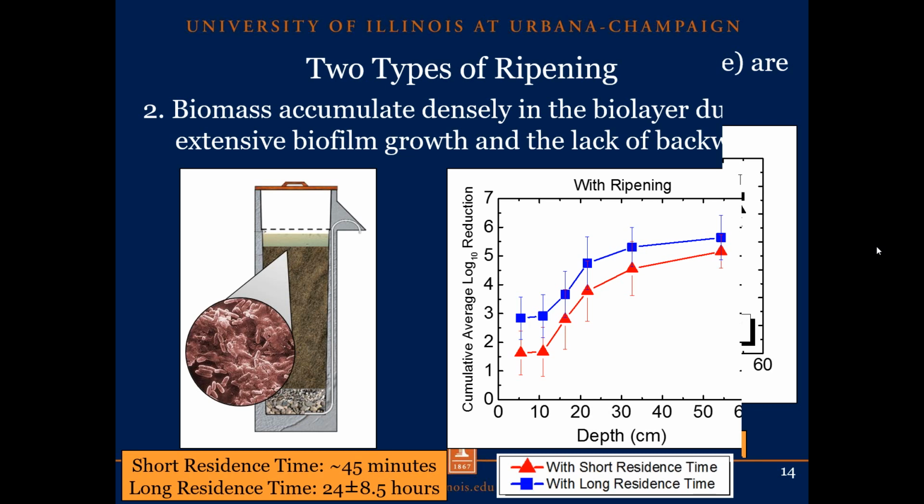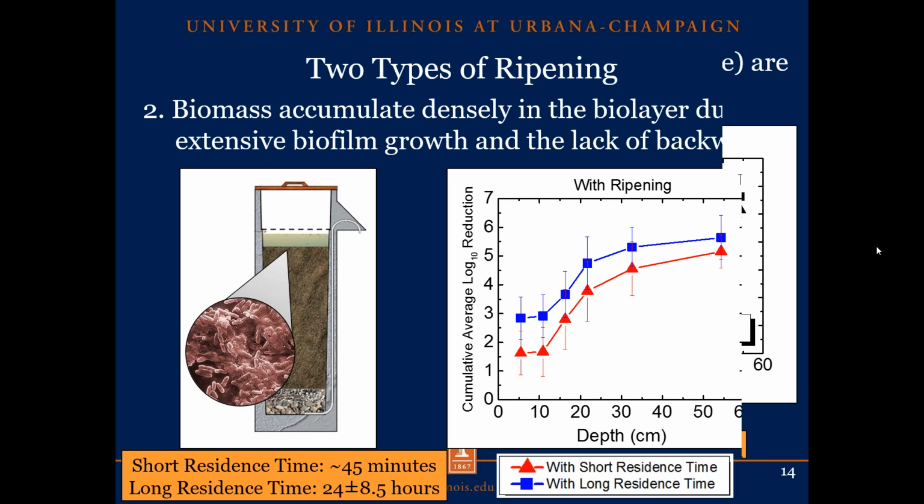for the unripened column, and then for the ripened column, which is days 43 to 240, it had about a 45-minute short residence time period because of a larger charge volume. And then before we poured in water again the next day, we took samples from each port again and denoted these as long residence time because the water had around 24 hours of contact time with the sand.